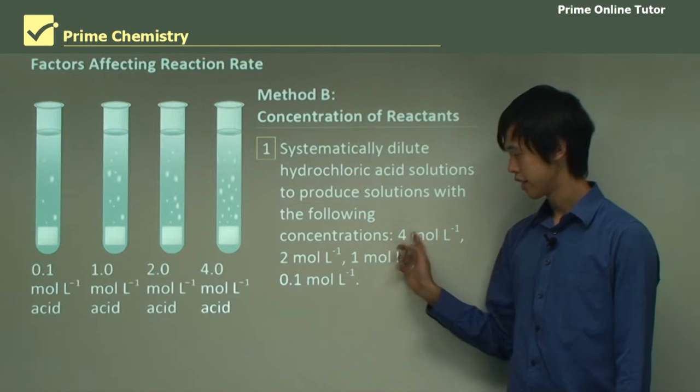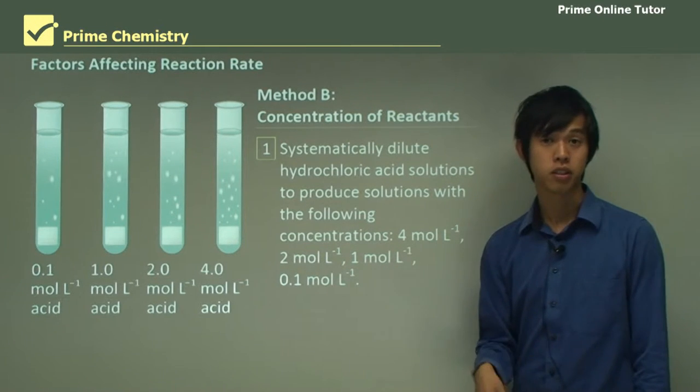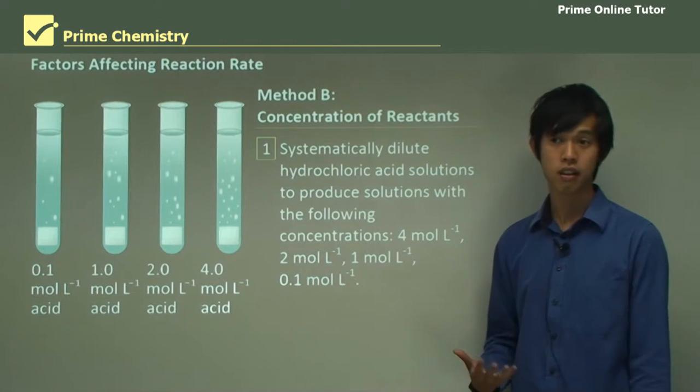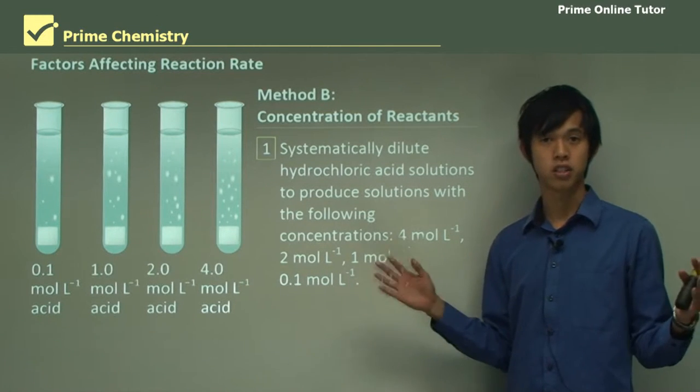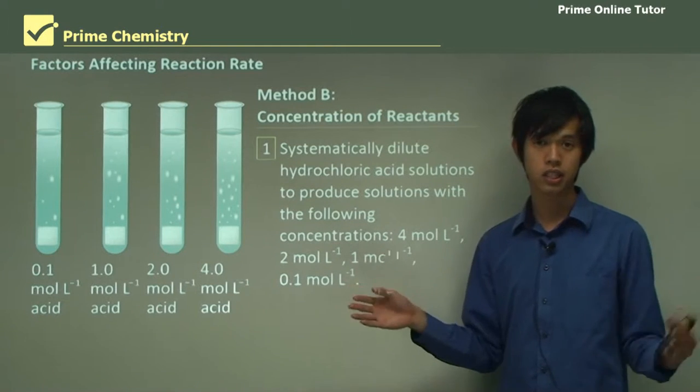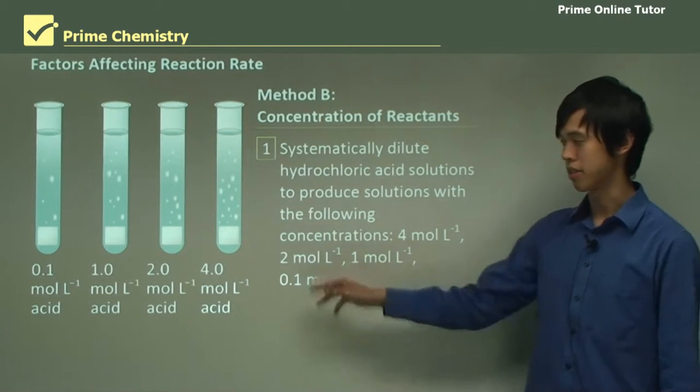Again, these numbers are arbitrary. You don't have to use these numbers. So if you have a pretty wide range of concentrations in your lab, you might as well use that wide range. Just note down the numbers.